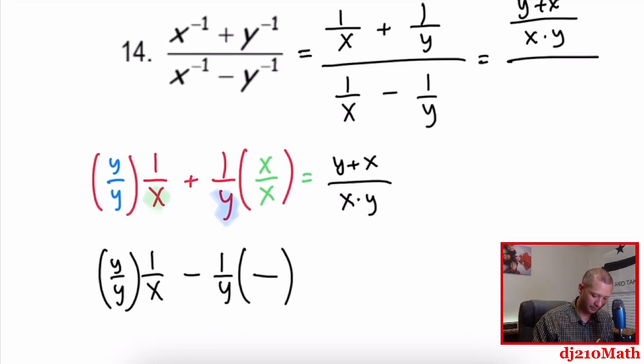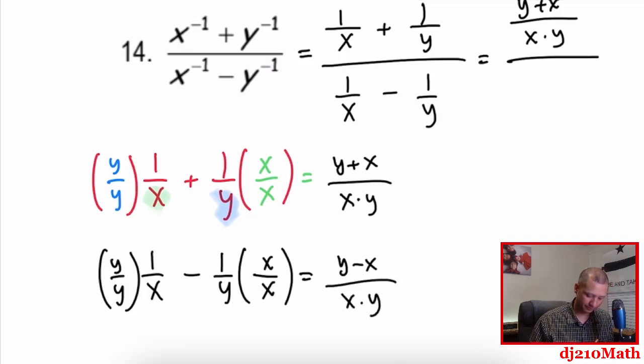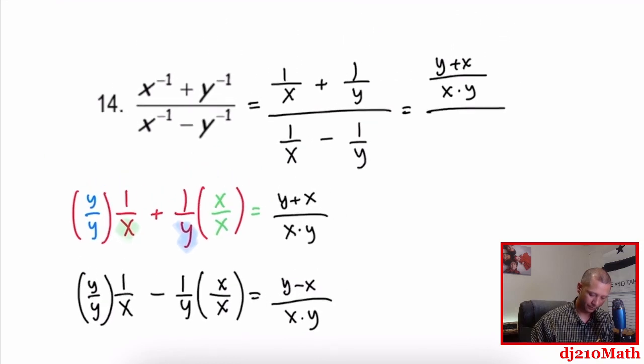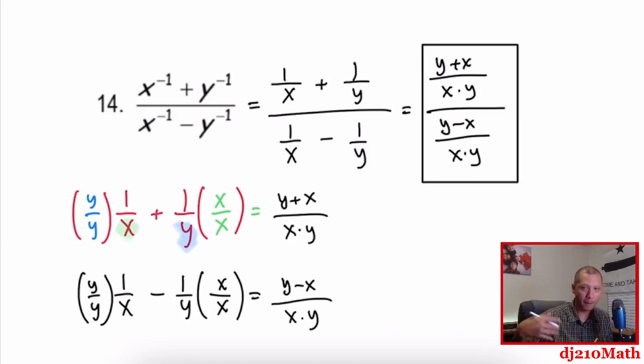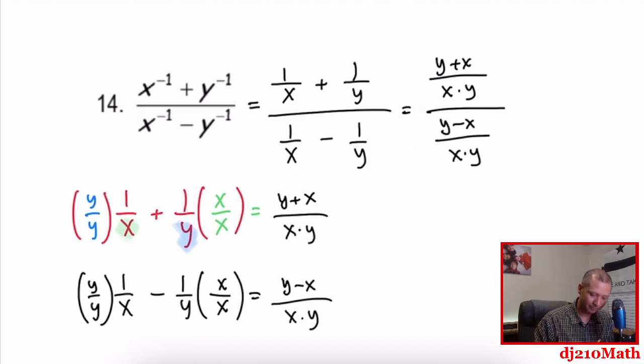So y over y, x over x. So we're going to get y minus x over xy. So y minus x over xy. Now this is not the answer, but this is a problem that we can work with. So I'm going to keep the top, change it to multiplication, and flip the bottom. Right, this is going to come up. y minus x. Okay.